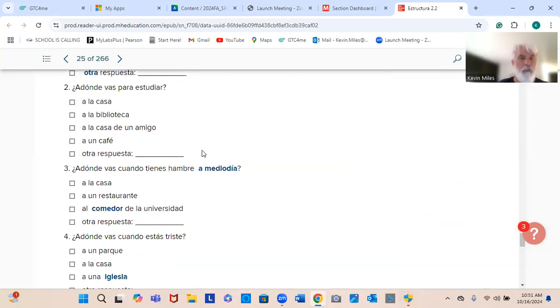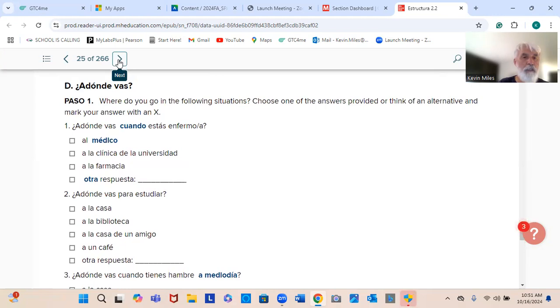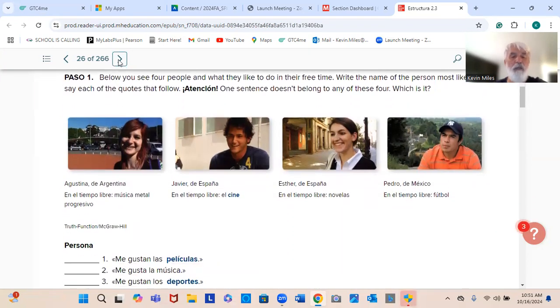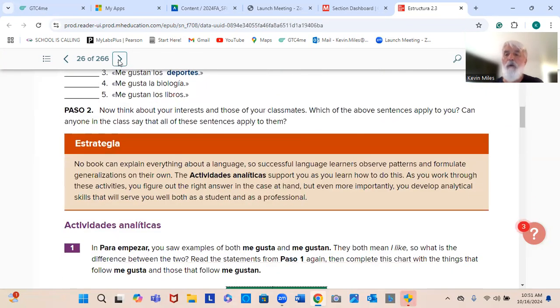Okay, let us go next to the verb gustar, and we already used it a little bit. Now we're going to look at it in more detail. We want to be able to say we like things or we like to do activities. So we're going to be using the verb gustar with nouns. I like the class. I like the books.